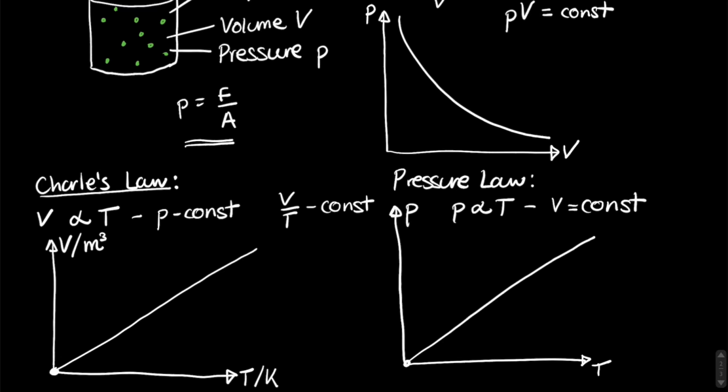So those are our 3 gas laws. We get that pressure is proportional to 1 over volume, which is Boyle's law. Charles' law says that volume is proportional to temperature, and the pressure law says that pressure is proportional to temperature. However, as you've noticed, all 3 of these laws require something to be kept constant. So now the question is, how are we going to combine these laws into something a bit more universal?